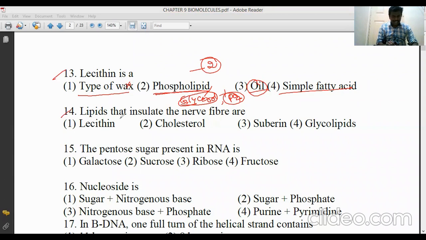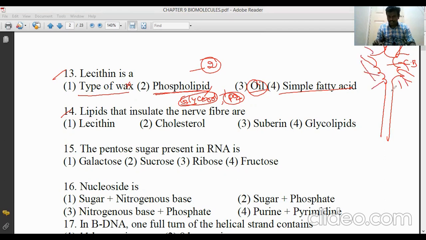Next, 14th question. Lipids that insulate the nerve fibers are, what kind of lipid insulates the nerve fiber? See, nerve fiber means the axon. From the cell body, this is called the cell body, it is the structure of the nerve. Here, these are dendrites. From the cell body, there is a long tube-like structure that is called the axon. So the axon is covered by nerve fibers.